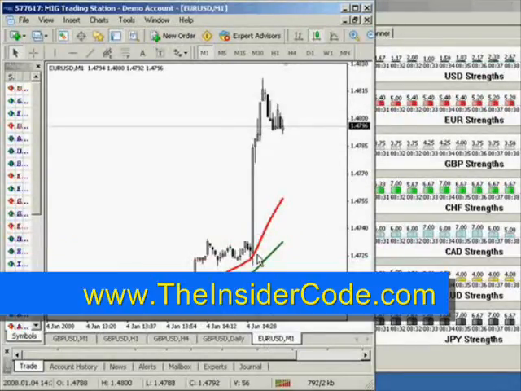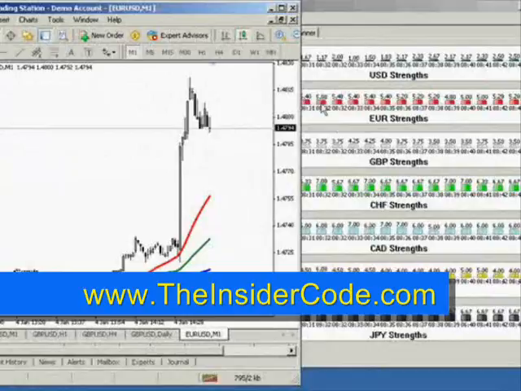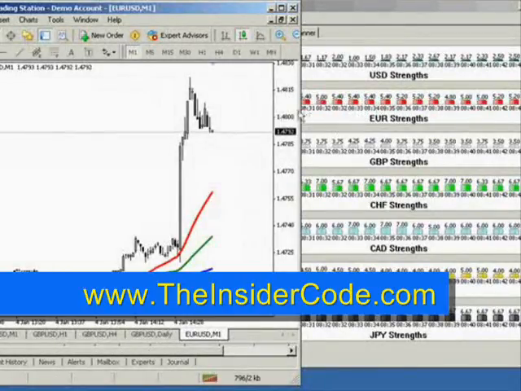Go back to the euro. Notice the euro. The euro did not retrace in the same way. Look at the difference. The strength of the euro is staying high. Let's scrunch this down even more.